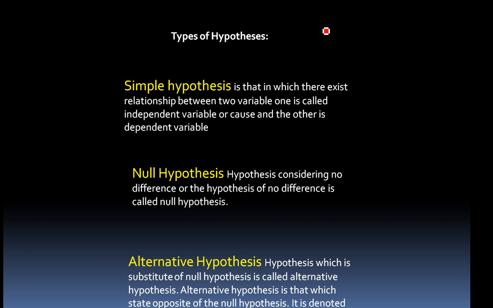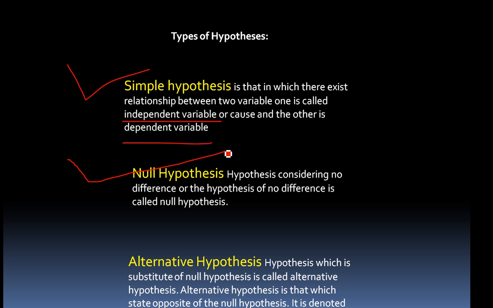Let's see the types of hypothesis. First one is simple hypothesis. A simple hypothesis is one in which there exists a relationship between two variables: one is called the independent variable or cause, and the other is the dependent variable. For example, smoking leads to cancer, and another example is that a higher ratio of unemployment leads to crime. Those are examples of simple hypothesis.